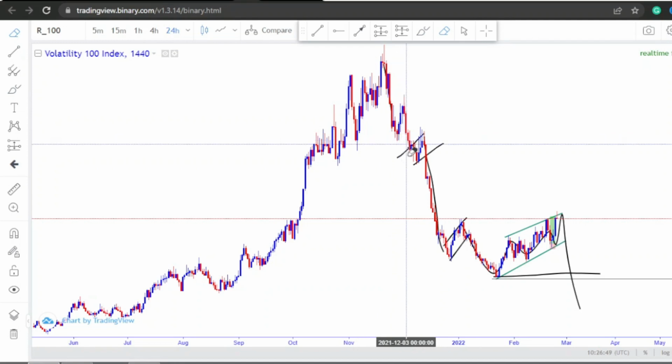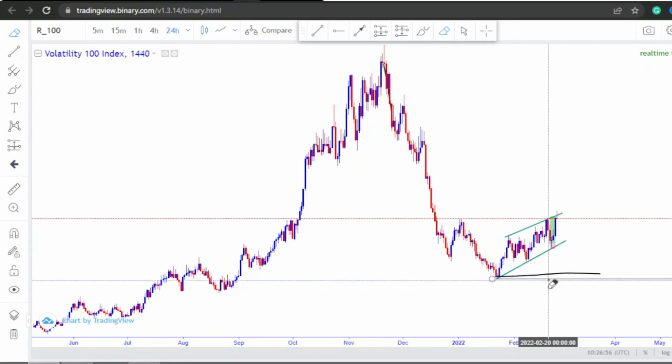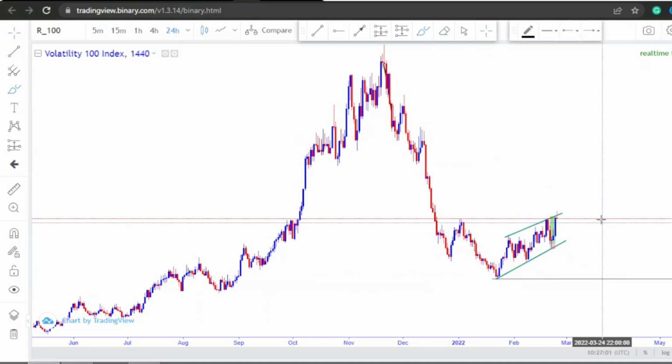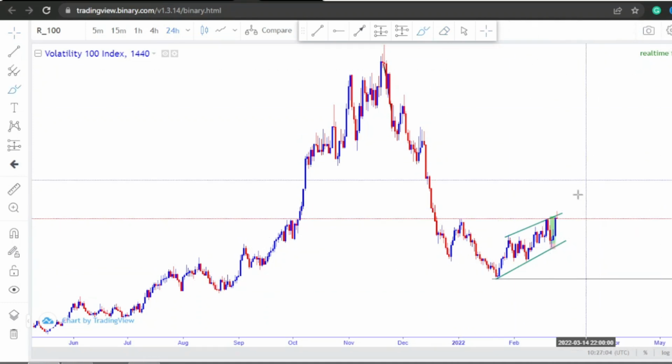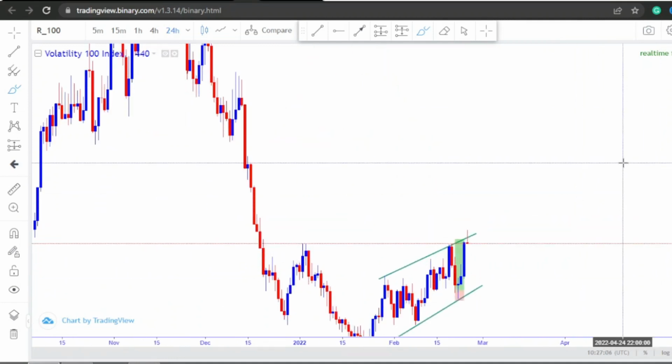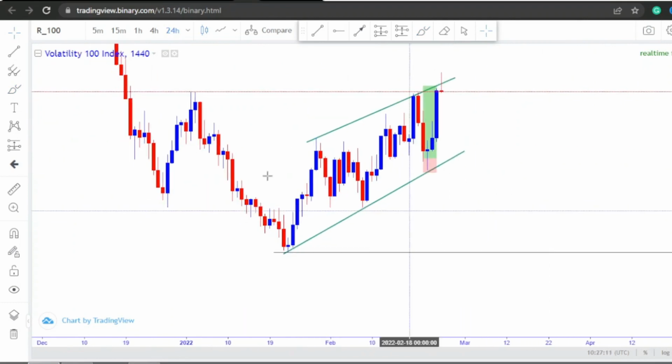I told you that I was looking for buying opportunities. I remember I was looking for buying opportunities. So I was interested in this part over here and what the market was giving me at the current time. You can see that it gave us a very nice pattern here on the daily time frame.